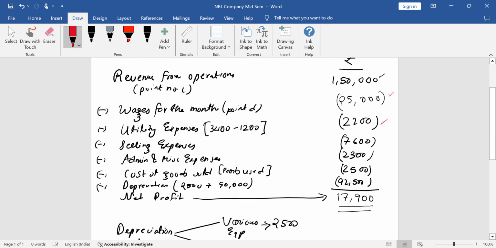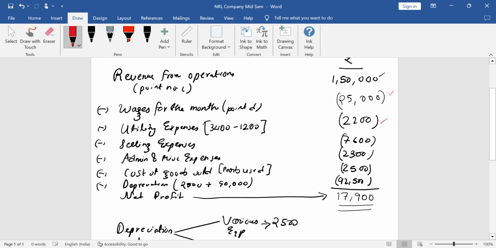Then we have selling expenses. Selling expenses is the direct expense given over here, 7,600, so we'll deduct 7,600. Administration and miscellaneous expenses again for the month, 2,300. You have taken the figure. Remember again, wherever I have put brackets, it means it is a negative figure, so we are deducting it.